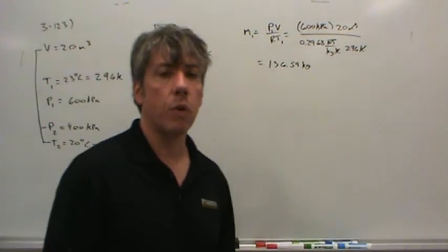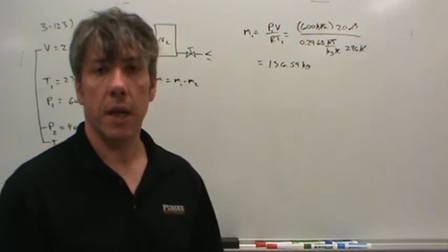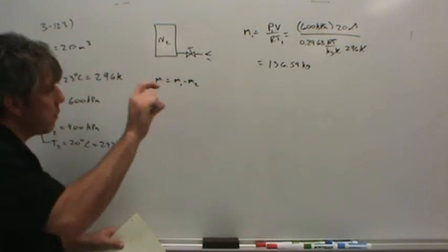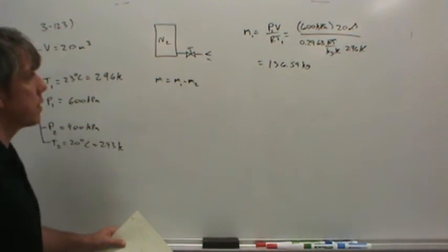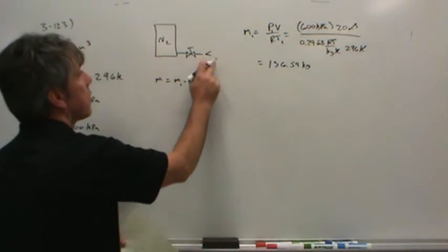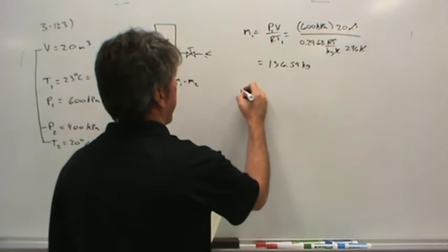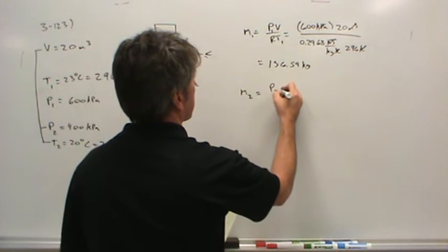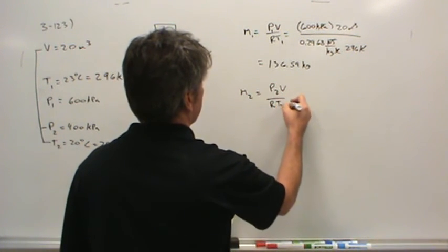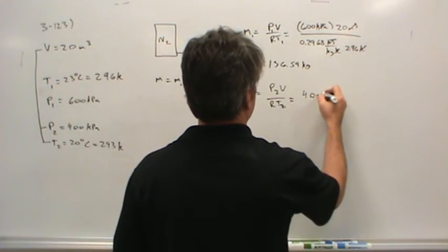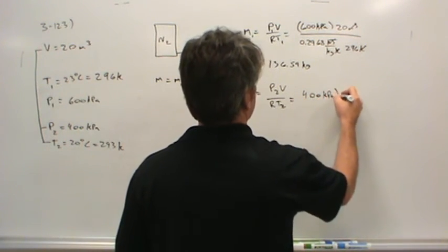You have 10 gallons of water, you pour out 2 gallons, and the difference is 8 gallons. So the 10 minus the 8 is the 2 gallons that escape. Of course, we're talking about mass in this case, not volume, but you get the idea. It's the same principle. So the mass in state 2 would be the pressure in state 2, volume, R, T2.